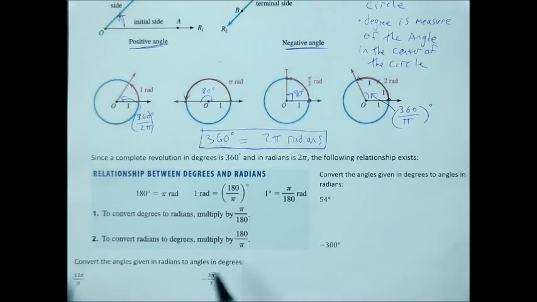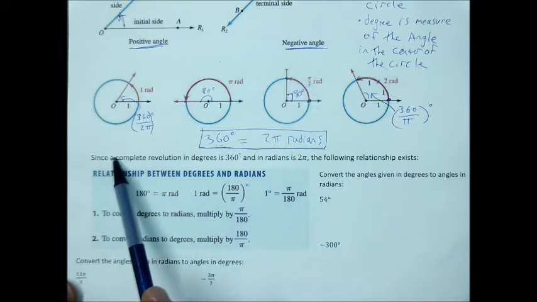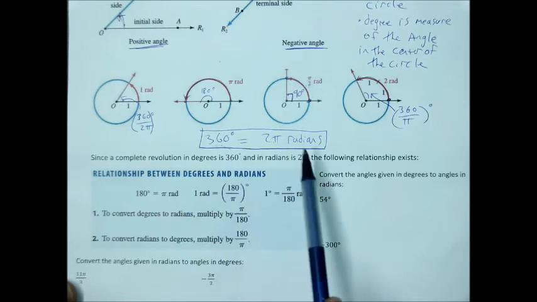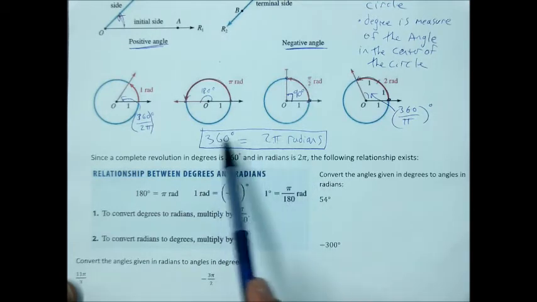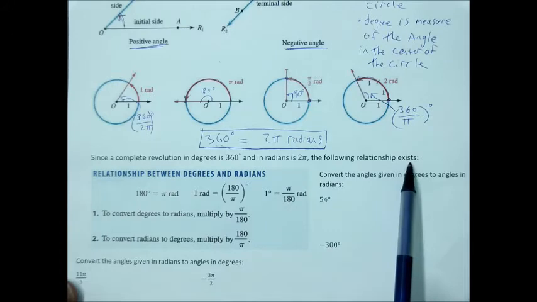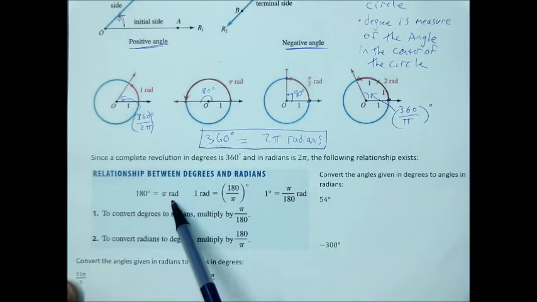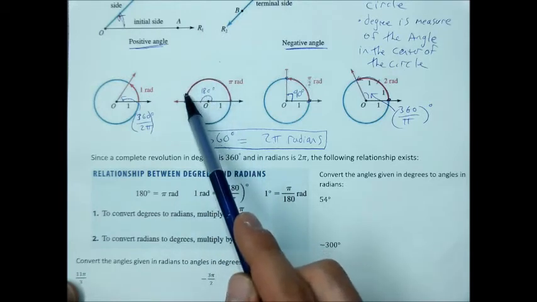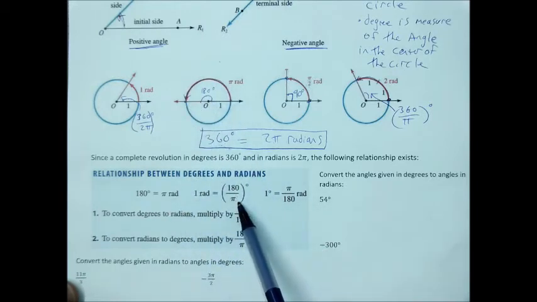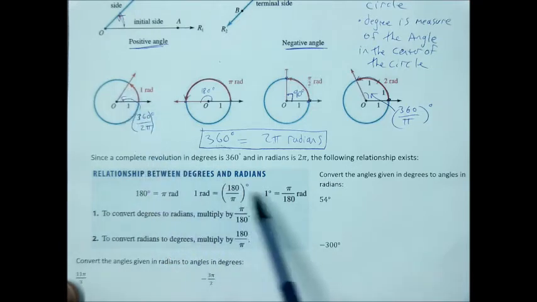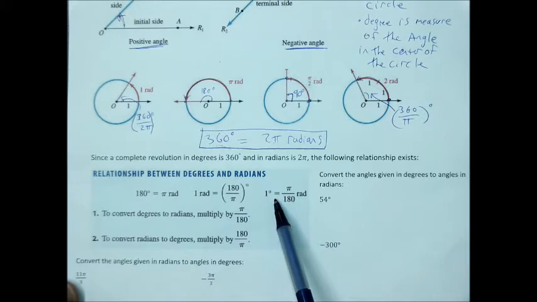And so we've already laid the groundwork for this blue box here. Let's read what I wrote here: since a complete revolution around a circle is 360 degrees, which is in radians 2 pi, or we already wrote that down, 360 degrees is 2 pi, the following relationship exists. So we get this relationship. So 180 degrees is pi radians. That's what we just saw right here, right? 1 radian is 180 degrees over pi. That's this one right here. And 1 degree is pi over 180. And so we didn't see a picture of that one, but that's just another version of this.